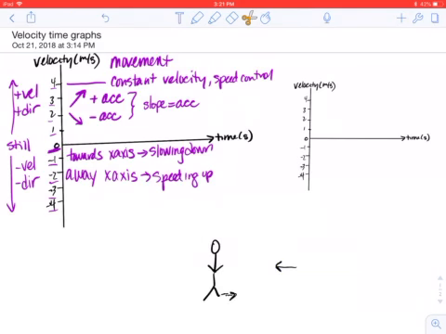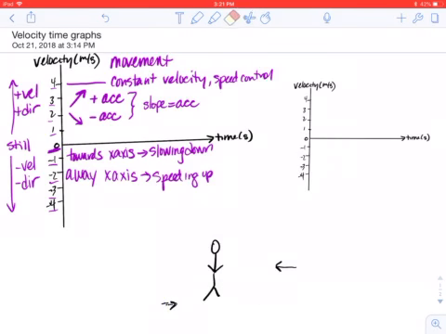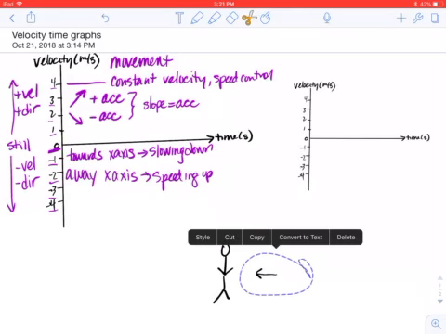Now, let's say he is moving towards the left now. So he's walking this way. So his velocity is negative. If I push him in the same direction, he's going to speed up. So velocity negative, acceleration negative, he speeds up.